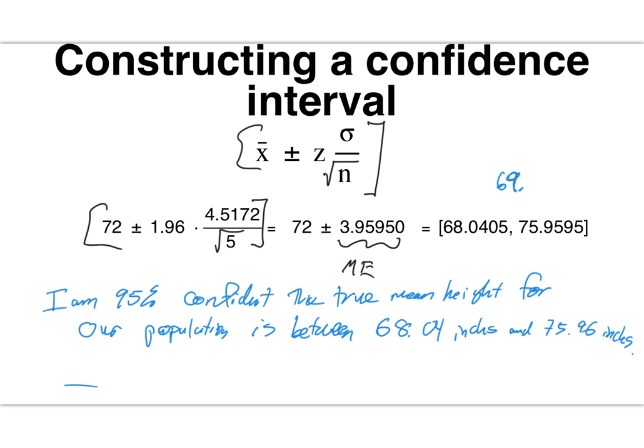So when I started out and asked, was 72 a reasonable estimate based on my sample size and wanting to be 95% confident, it was, because it actually captured the true mean. It does not matter. If the true mean were 68.1, 68.1 is in this interval. So this would also be a reasonable estimate.